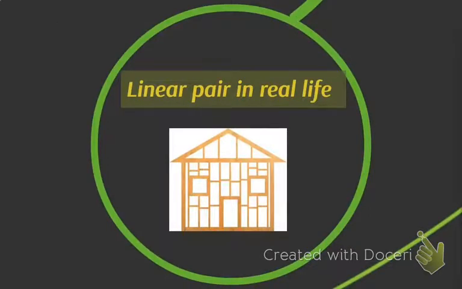So if you looked at this frame of a house, we have a straight line up here. And then if we take one of the supports, the 2 angles formed by that support would be a linear pair.